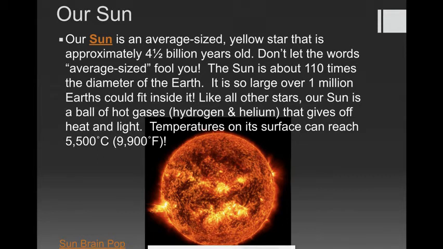Like all other stars, the sun is a ball of hot gases, specifically hydrogen and helium, and it gives off heat and light. Temperatures on its surface can reach 5,500 degrees Celsius, which is 9,900 degrees Fahrenheit. Wow, that's warm.